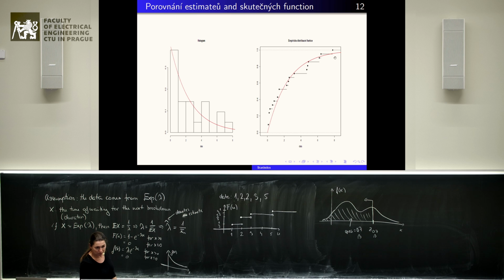We will continue next time with the methods of estimating the parameters. It was quite easy here when we have only one parameter which is connected to the expected value, but there can be more difficult situations and we will talk about them next time.